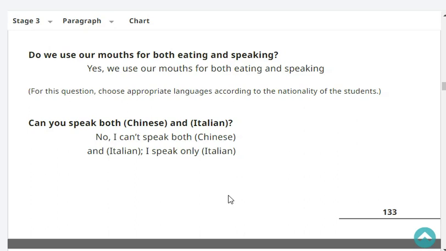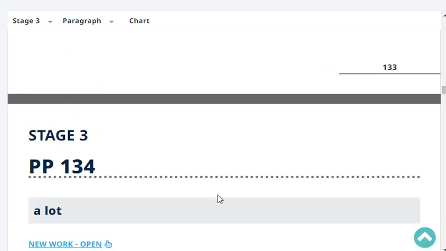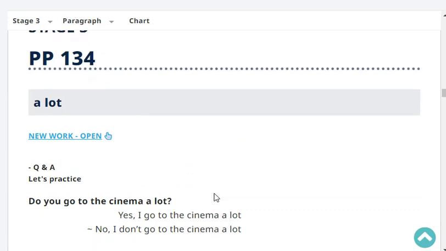Can you speak both Chinese and Japanese? No, I can't speak both Chinese and Japanese. I only speak Japanese. Very good.